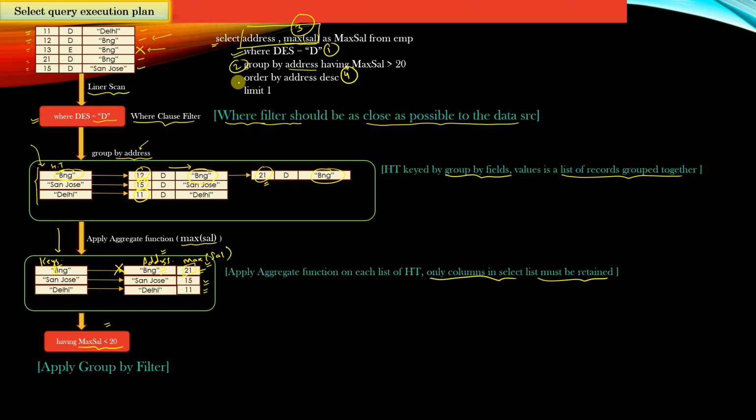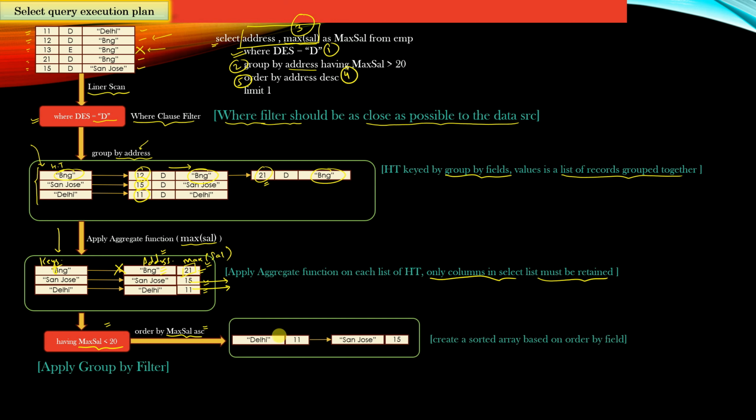And eventually the order by clause is applied. Here the order by clause says that we have to sort the records as per the maximum salary value in ascending order. And what are the qualified records we have? We have these two records as qualified records. The first one we are not interested in anymore. So we are going to sort these two records as per the maximum salary value. So these records are sorted as per the maximum salary value.